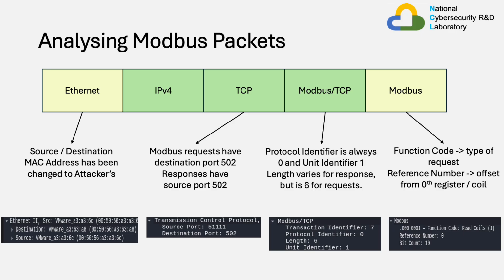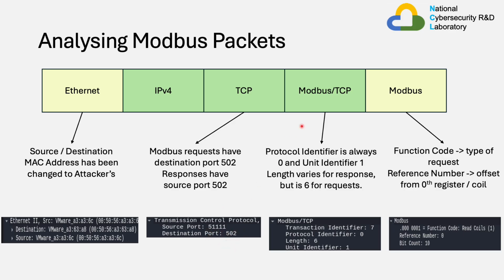Now, looking at the whole Modbus packet, we notice the following. For the Ethernet frame, the source or destination MAC address has been changed to the attacker's. This is intended and is the result of the ARP cache poisoning. There are no changes to the IPv4. For the TCP segment, we notice that the Modbus requests have a destination port of 502, and Modbus responses have a source port of 502. The picture shows a Modbus request.